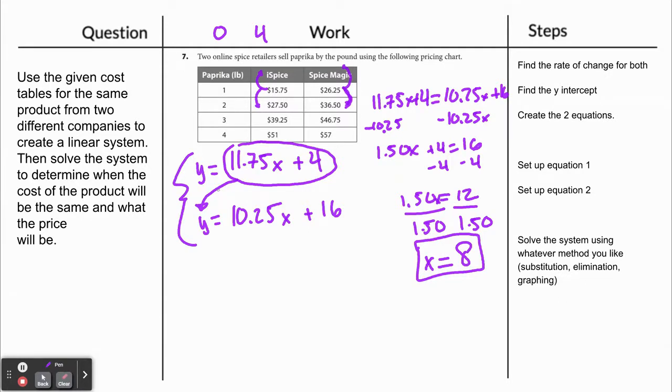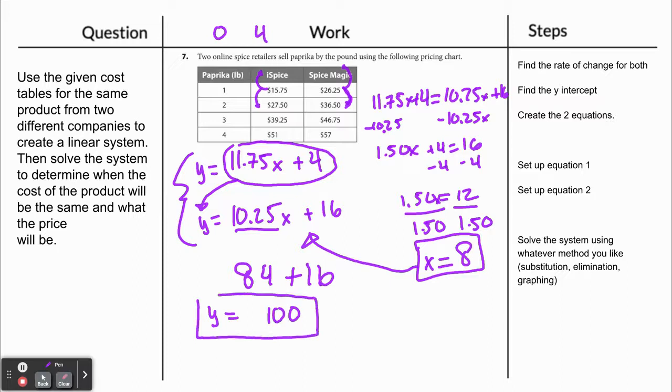That price, to find that, we just have to plug that into one of our equations. It does not matter which one, so I'm just going to use this bottom one here. What I'm going to do is take 8 and multiply it by 10.25, which gives us 82. And then I have to add that original 16, which gives us 100. So that means the cost is going to be $100 when there are 8 pounds of paprika being sold. So for each iSpice and Spice Magic, that's when they will be the same.